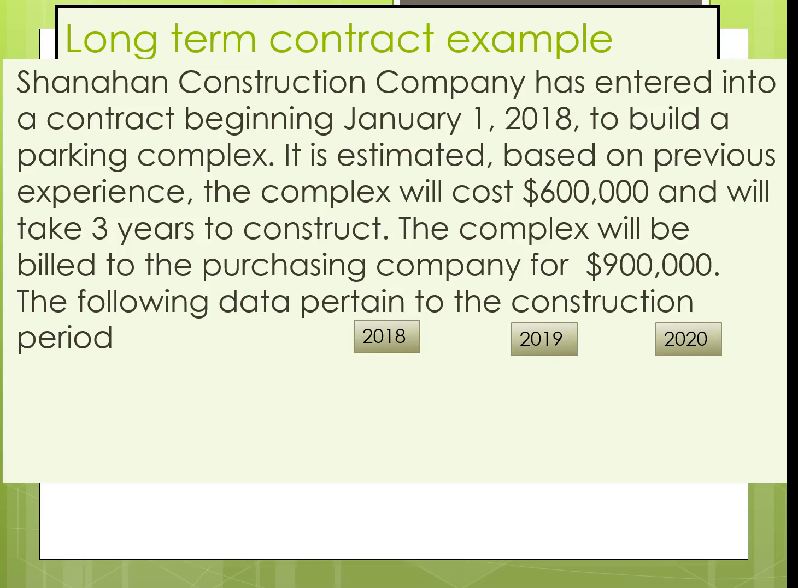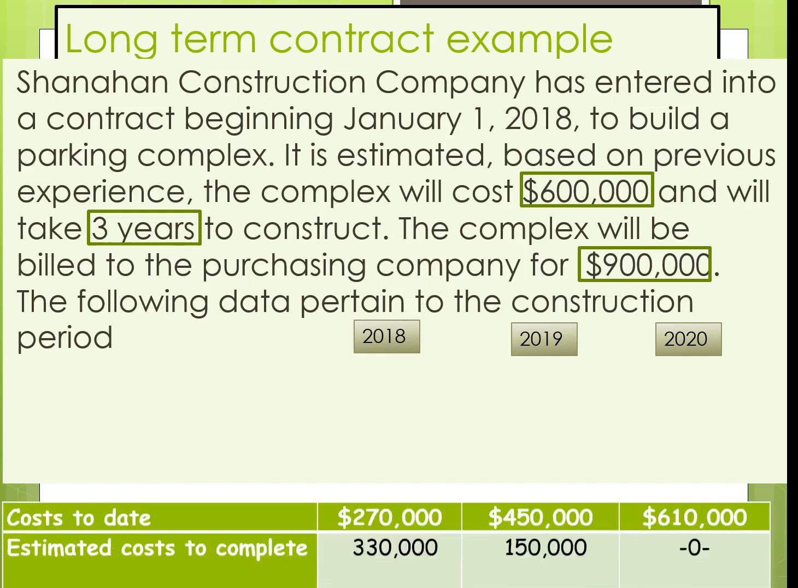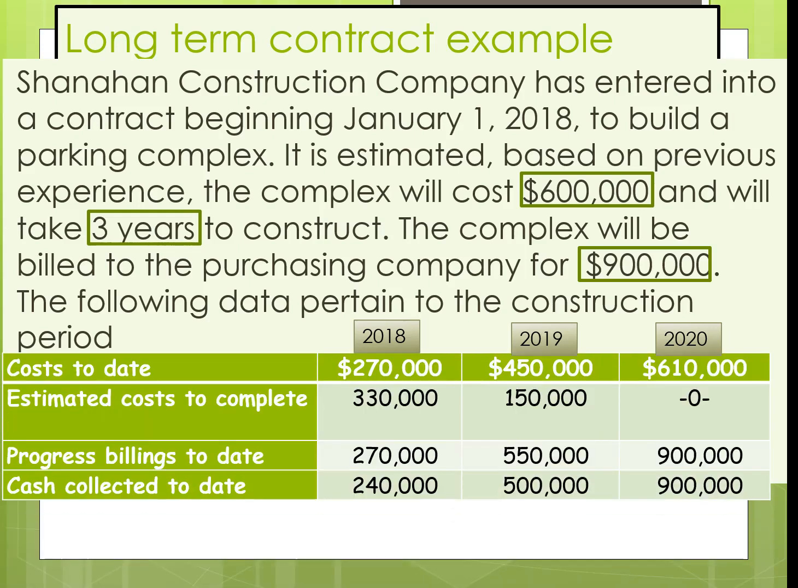Now, the following data pertains to the construction period. Remember, we always need to figure out what the costs were, how long it was, and the total purchase price. The most important is the $900,000. That's the maximum we can bill the client. Now we have this example. It shows us cost to date, and these are cumulative. So if you wanted to get current year for 2019, you're going to have to subtract the $270 from the $450. Estimated cost to complete.